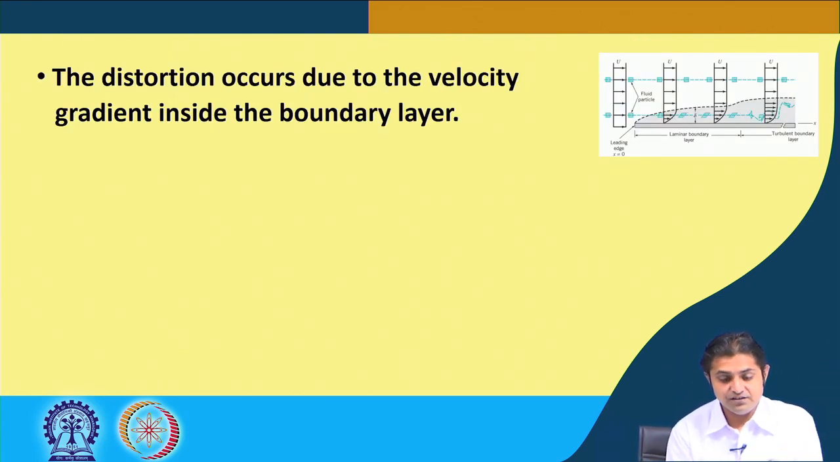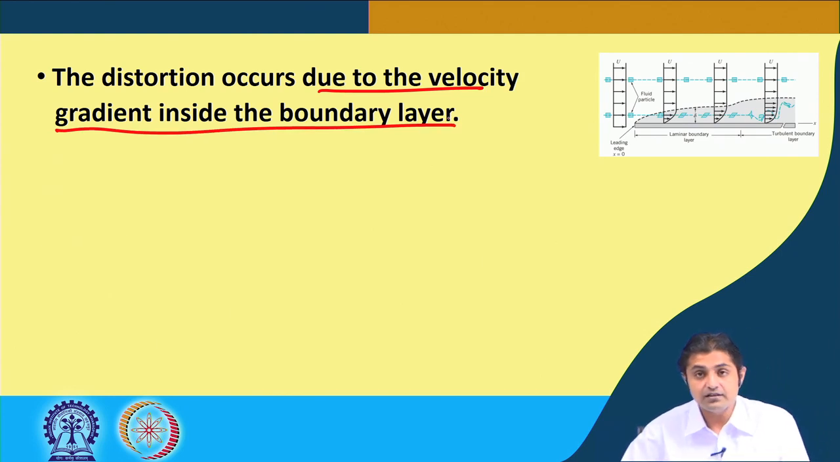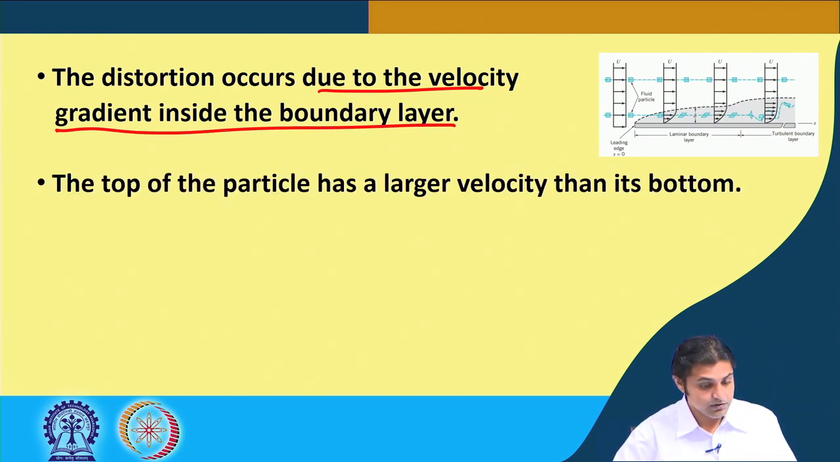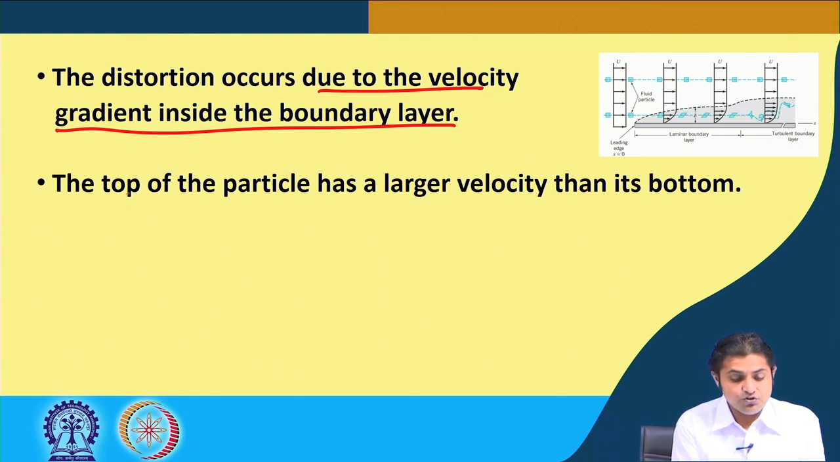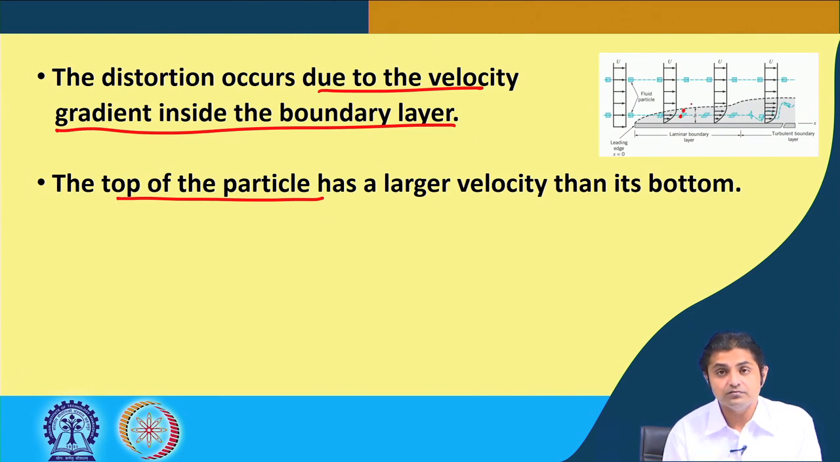So, why does this distortion occur? This distortion occurs due to the velocity gradient inside the boundary layer. How? Because the top of the particle has a larger velocity than its bottom. So, this point here, the bottom will have lesser velocity than at the top, right, because the lower part is closer to the solid surface.